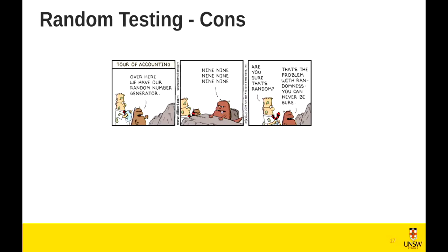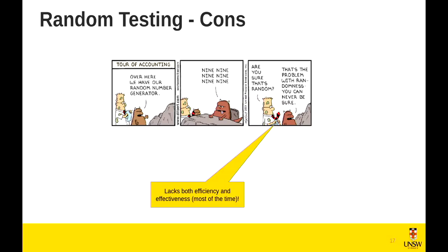And this is a comic about randomness. So here we have a random number generator, and this random number generator will just tell 9999. It is truly random. Are you sure this is really random, right? So actually that's the problem of randomness. You can never be sure. So we can never take control.